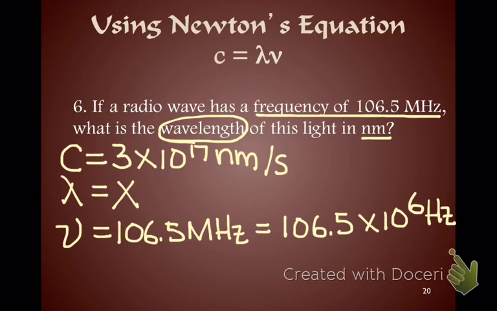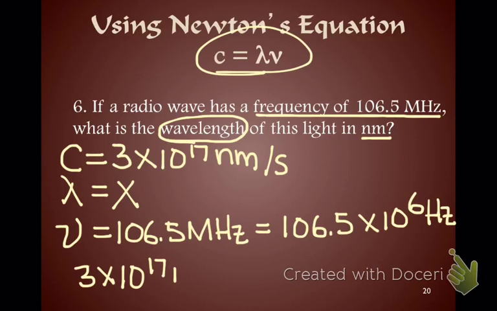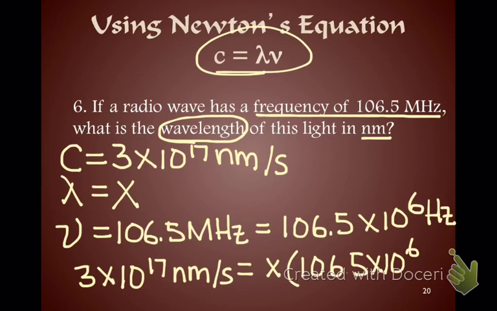So now we can set up the equation, which is this one. C equals lambda nu. C is 3 times 10 to the 17th nanometers per second, and that is equal to lambda, or our x, times the frequency, 106.5 times 10 to the 6th per second.